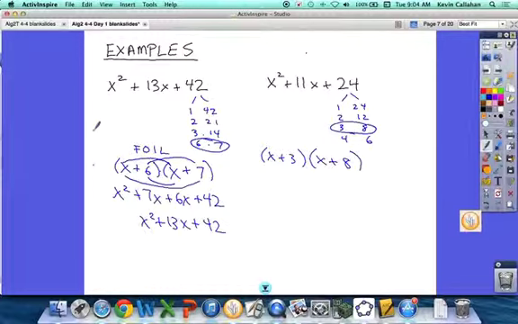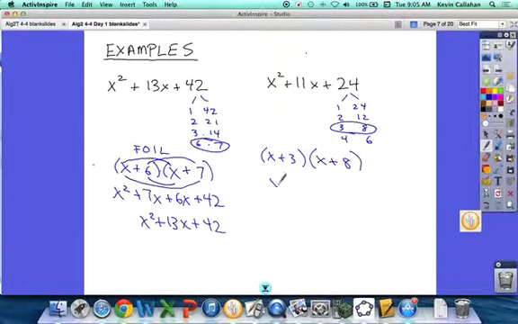Okay, you don't have to FOIL it. To me, I FOILed this just to show you where that thinking came from, of finding two numbers whose product is that and sum is that. I mean, if it helps you to see that a few times, right?